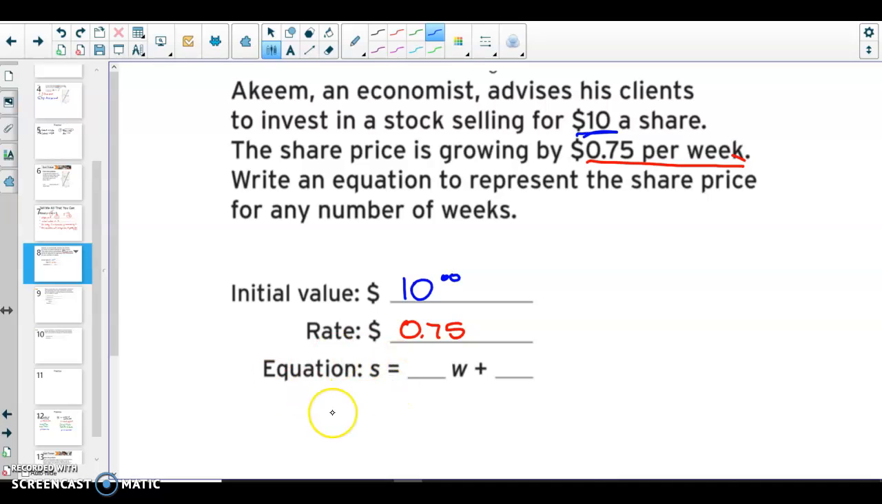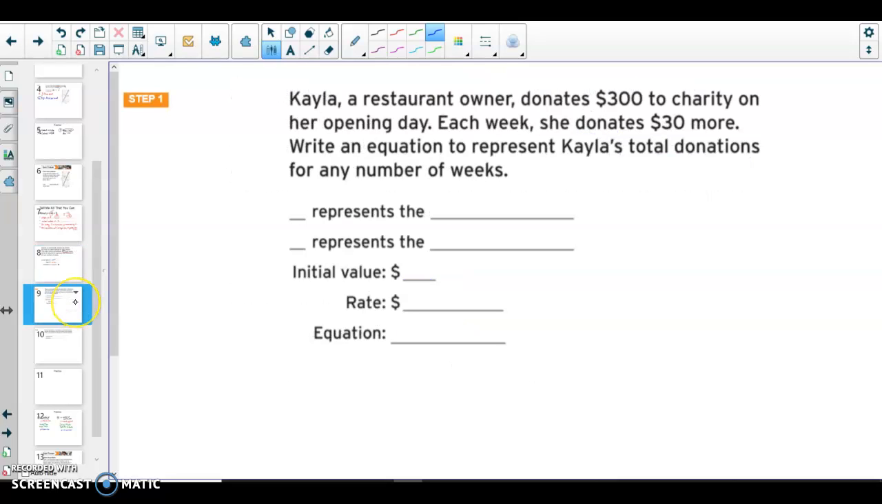And now we go to write our equation just by plugging these guys in. This per week part tells me that this is what goes with our variable, or with W, so I'm going to put 0.75 in front of it. And then my $10 plus 10 just goes out there all alone. Sad story. Okay, so if that seems pretty simple, then you're going to have an easy time today.